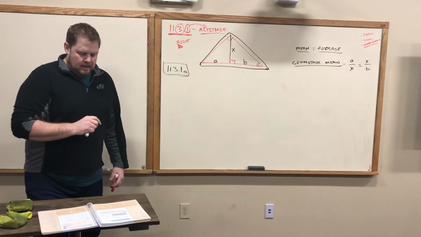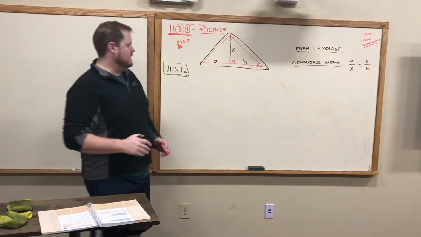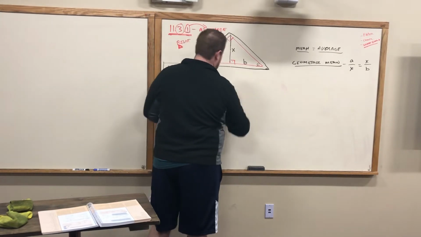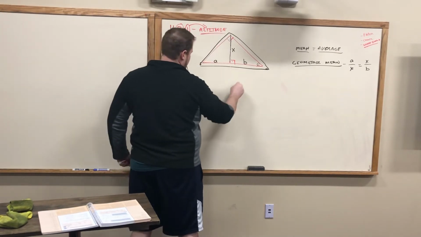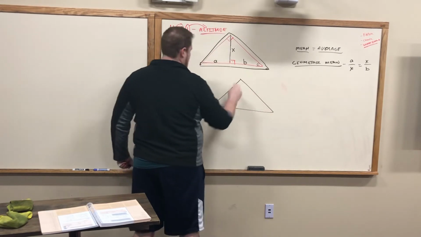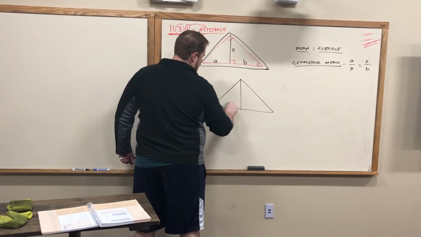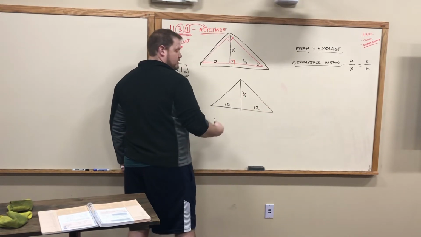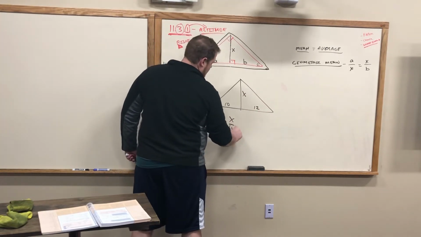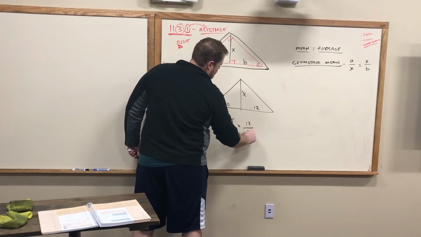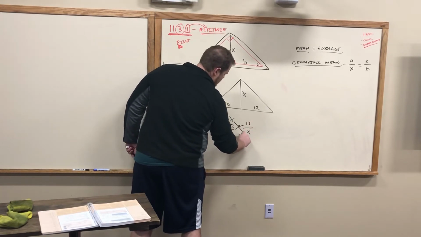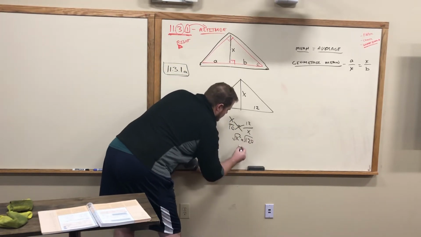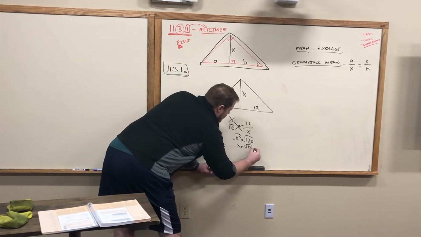All right? So, any questions on that? So, altitude, section A, section B. Watch carefully as I do a problem for you. I draw the altitude. This is 10 and this is 12. What's the length of my altitude? x over 10, 12 over x. Cross multiply, x squared equals 120. Square root, x equals the square root of 120.